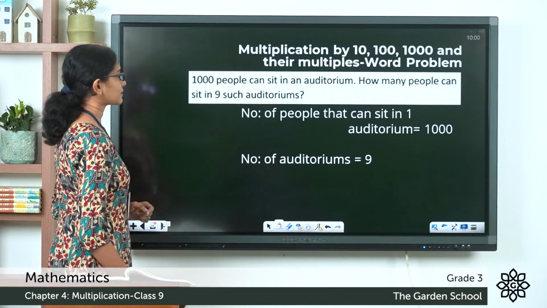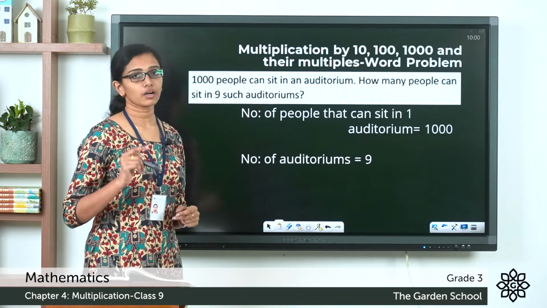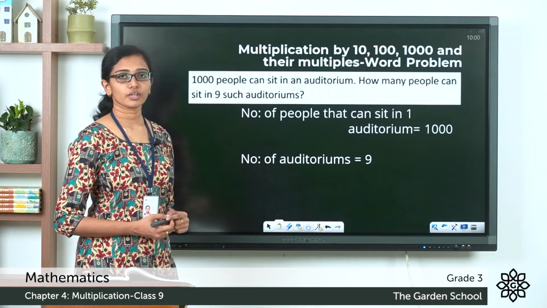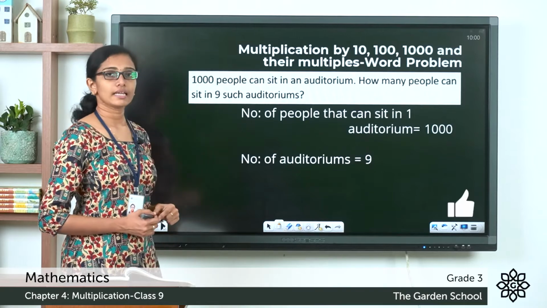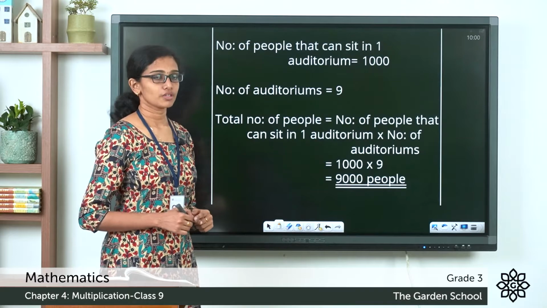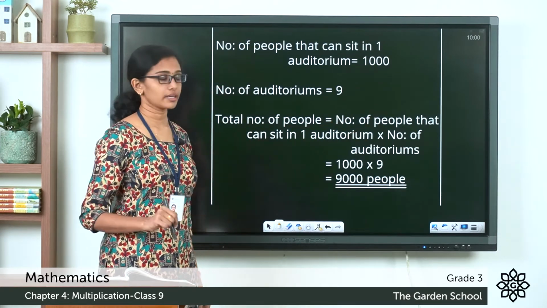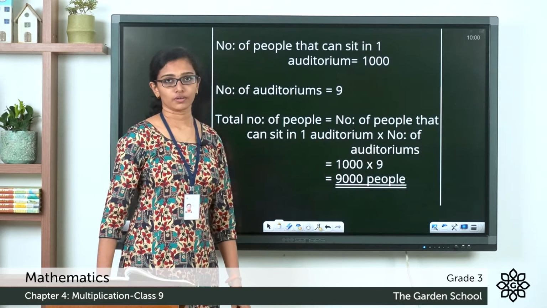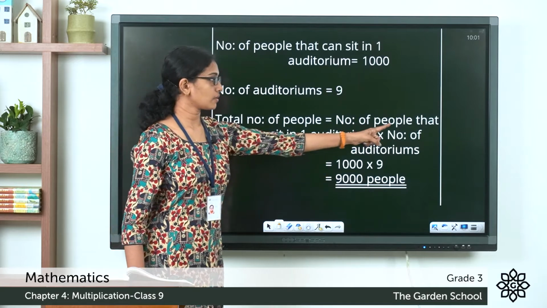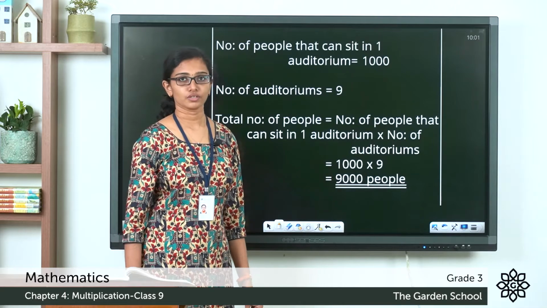That multiplied by 9 would give us the number of people that can sit in 9 such auditoriums, right? So, let's write the steps from the data given in the question. The number of people that can sit in one auditorium is equal to 1000 and the number of auditoriums is equal to how much? 9. So, the total number of people that can sit in 9 auditoriums will be equal to the number of people that can sit in one auditorium into the number of auditoriums. So, substituting the numbers, we get 1000 into 9, the total number of auditoriums.